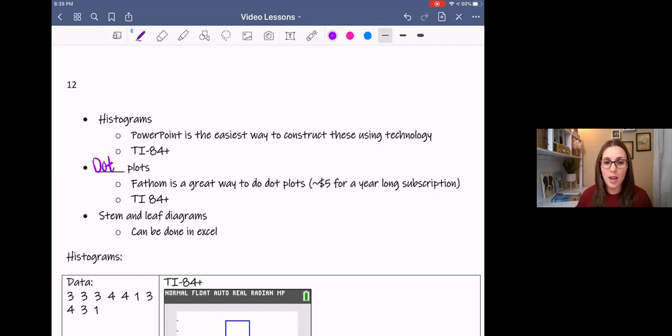Fathom is a $5, maybe $6 program. You get to use it for the whole year, and you have to download it onto your computer. It is so easy to use, and I just love it. I think it's $5.95, but especially for $6, it's really nice.